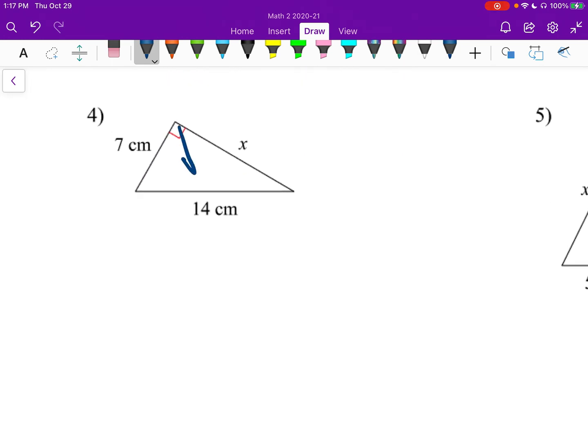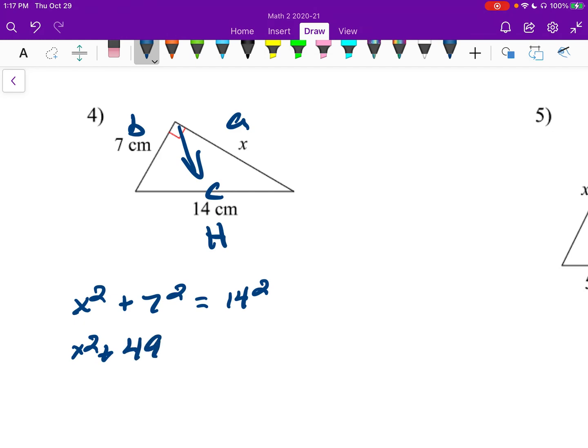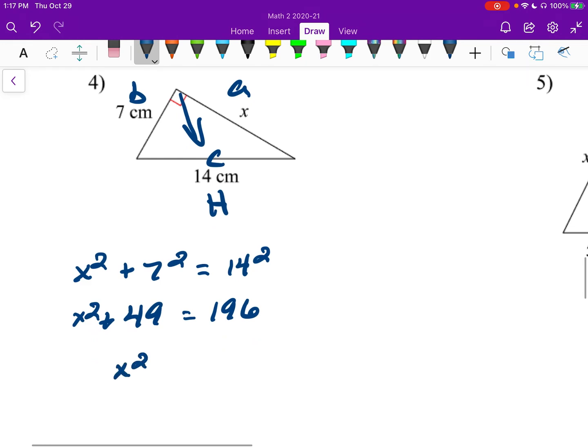Number 4, there's our hypotenuse. So we'll say, well, here's A, here's B, and here's C. So I could say, well, x squared plus 7 squared equals 14 squared. So x squared plus 49 equals 196. X squared is 147. Right, so what I did there is I started off by plugging in my A, B, and C. I squared them all to get that second line, and then I subtracted my 49 to the other side.